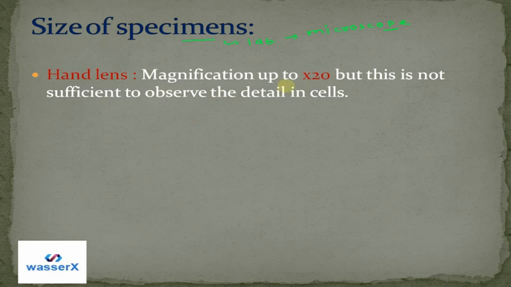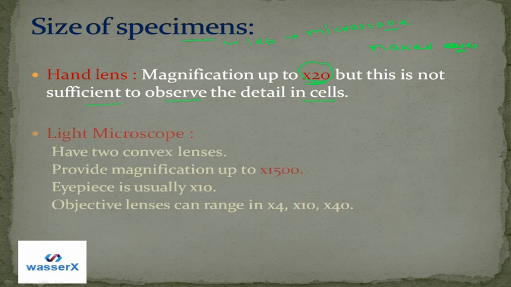It gives magnification up to 20 times, but this is not sufficient to observe the details in a cell. A hand lens means a magnifying glass or anything similar, but it gives only 20 times magnification, and that is not sufficient to observe the details in the cell because we cannot see cells with our naked eyes, right? Then we have to use a particular instrument, that is the microscope.